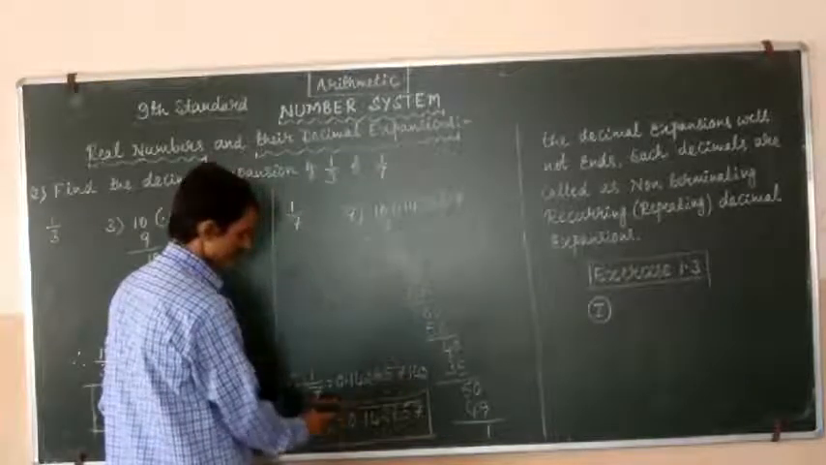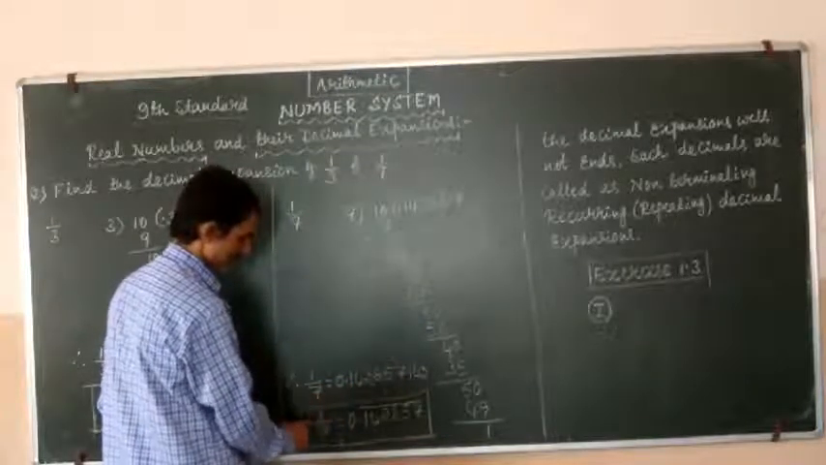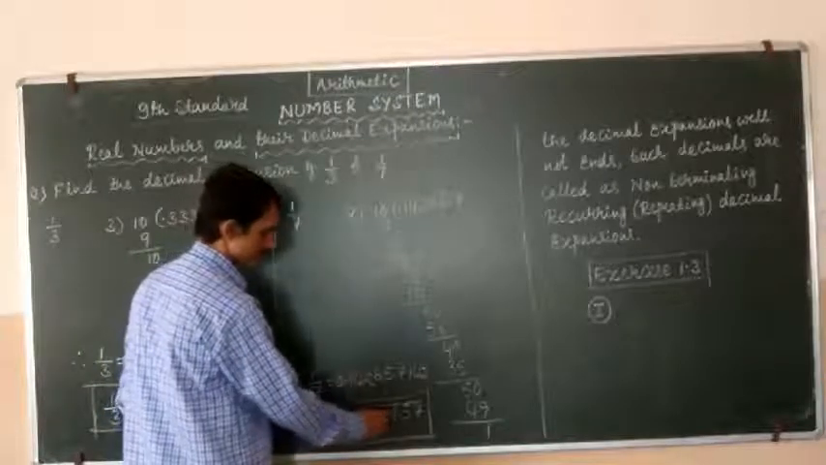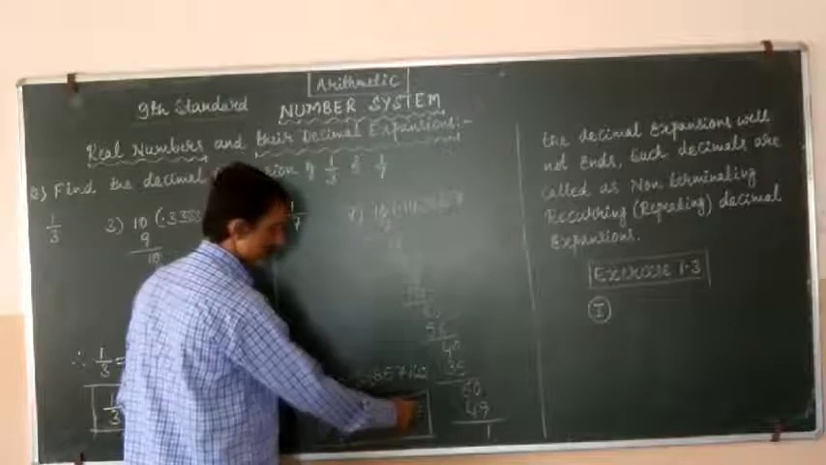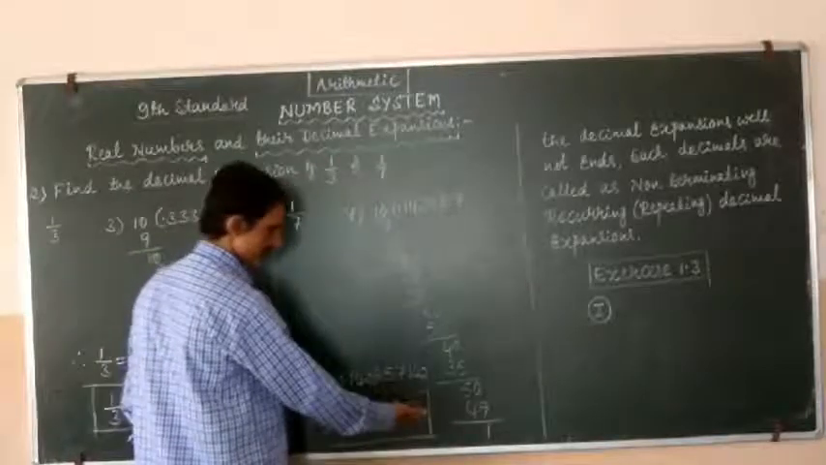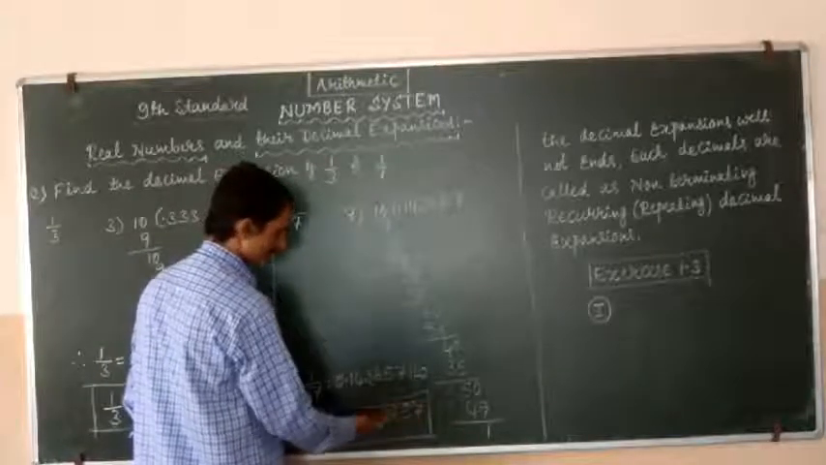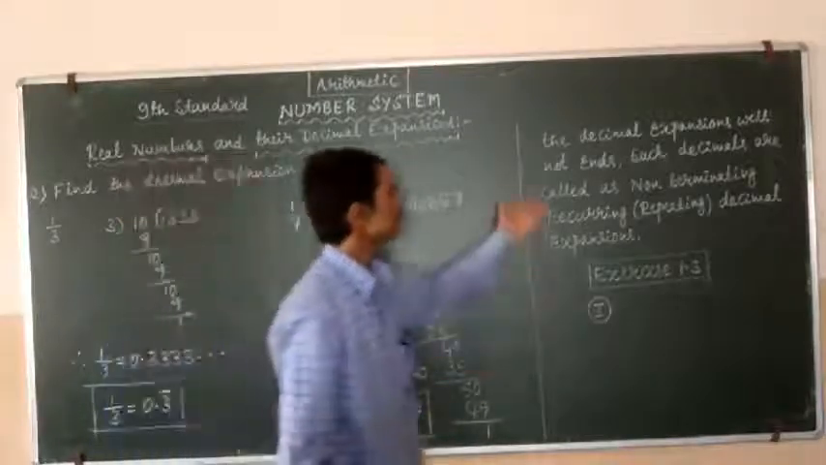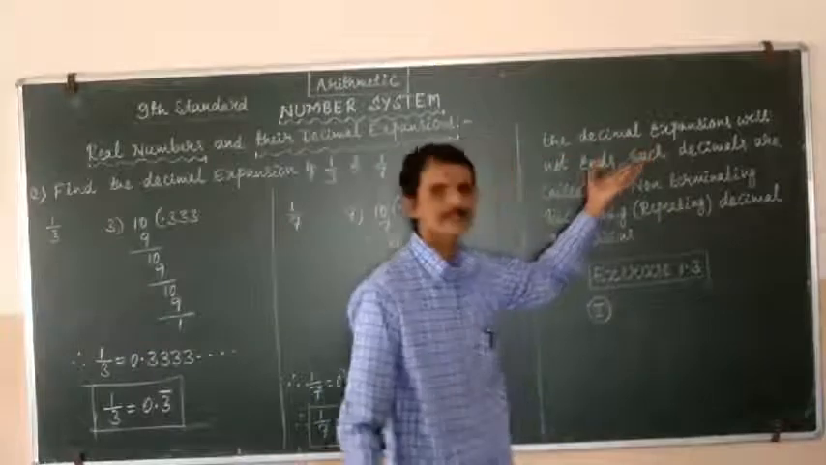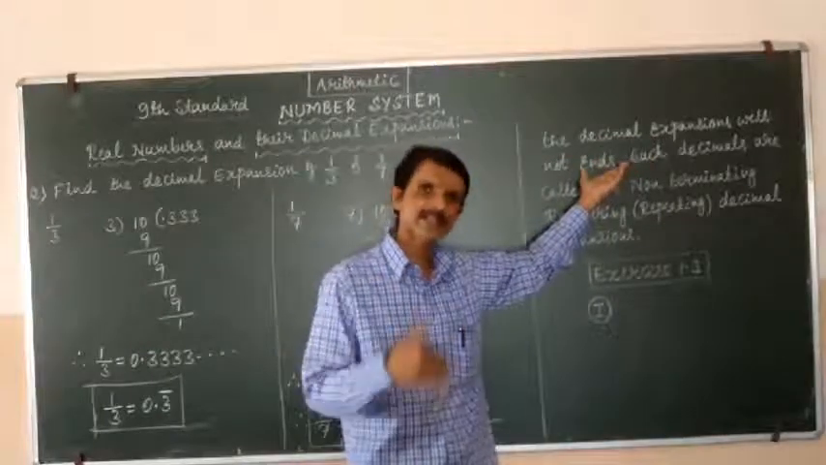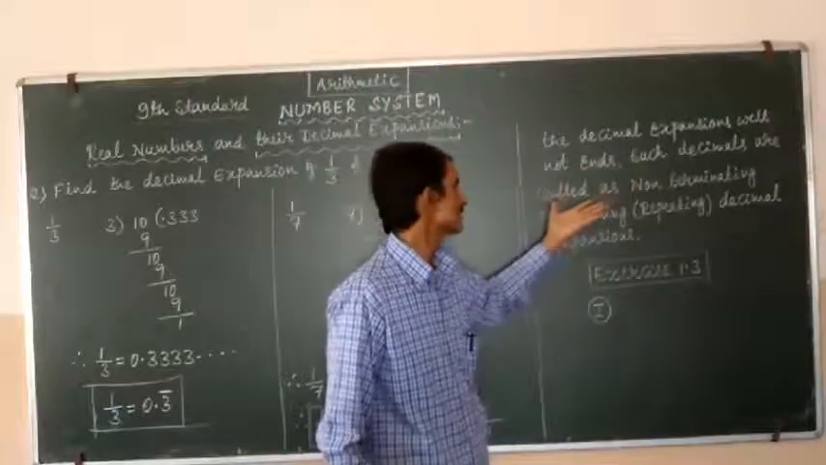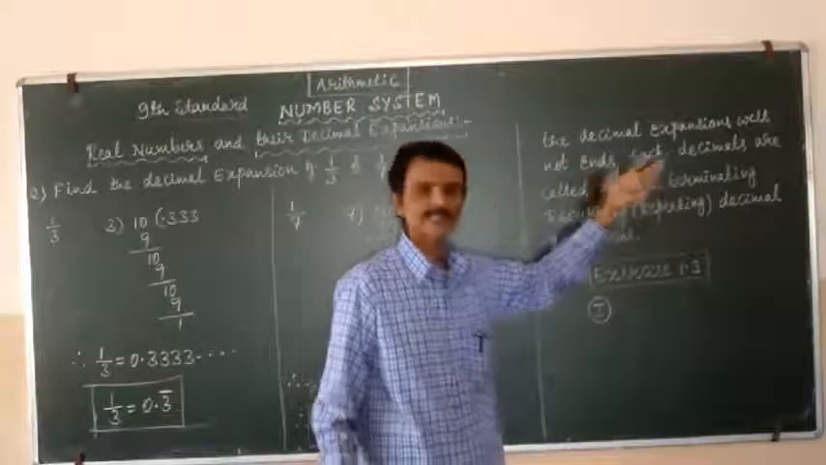So we can write this as 1 by 7 equals 0.142857 bar. That means after the ending of the 7, the same digits will be repeated. So this type of decimal expansion will not have an end. The division process will not end. Such decimals are called non-terminating.